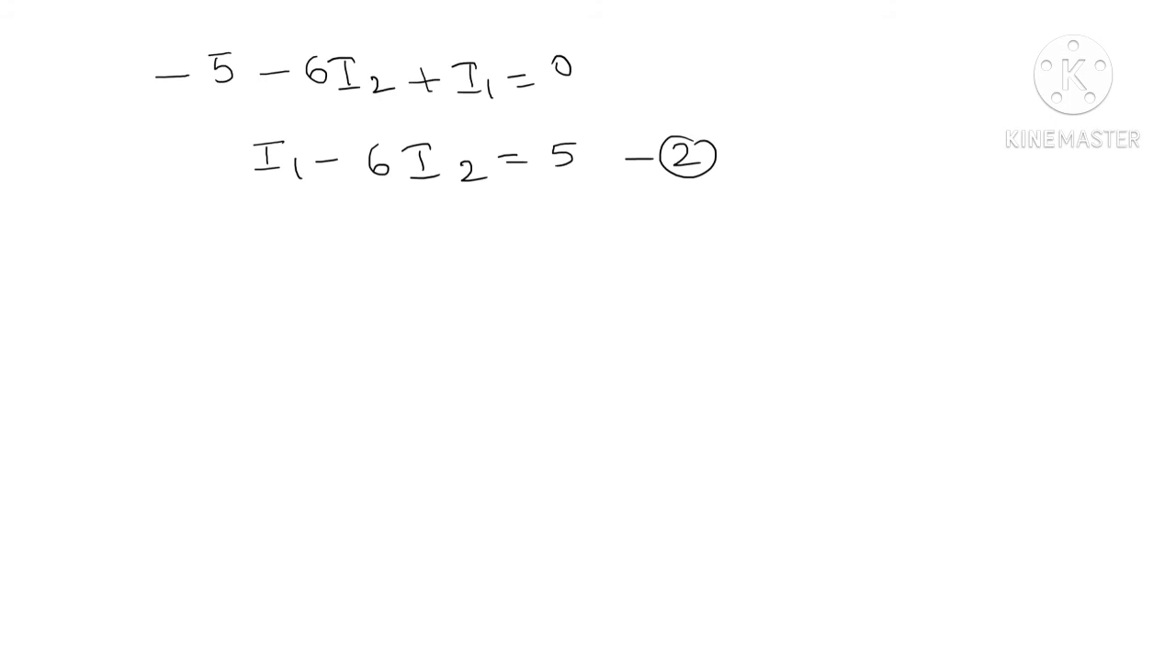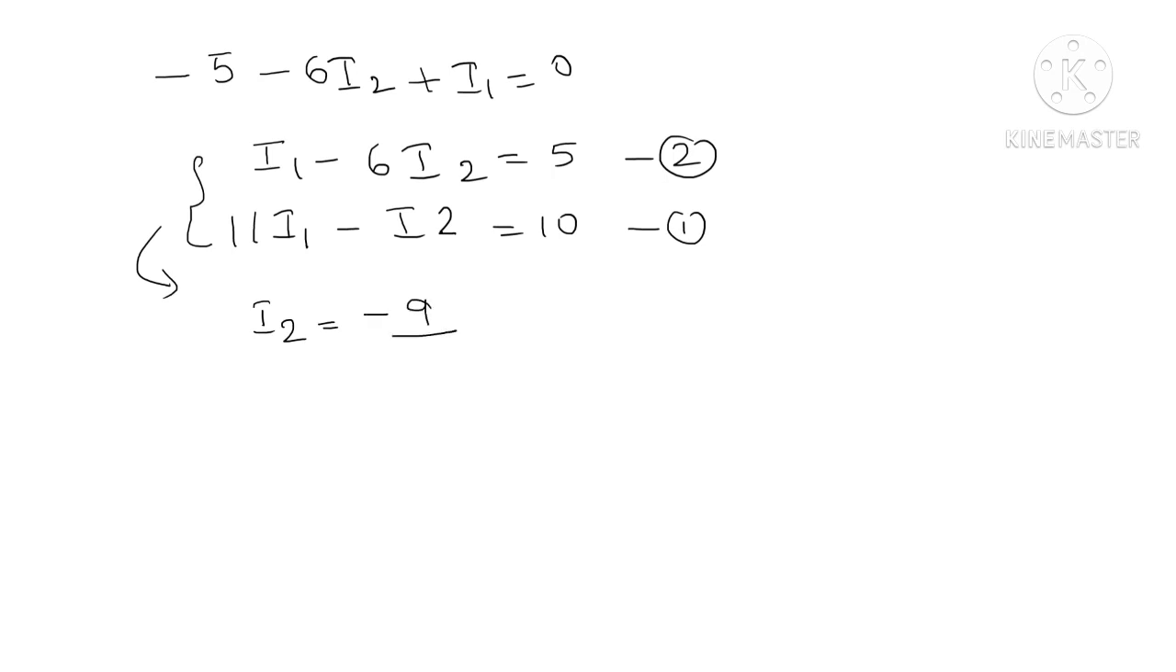So what was the first equation? First equation was 11 I1 minus I2 equal to 10. So we have to solve these two equations. If we solve these two equations, we get I2 equal to minus 9 by 13 amps. That means the current through the 5 ohm resistor is 9 by 13 amps, but whatever direction we have taken, it is opposite to that.